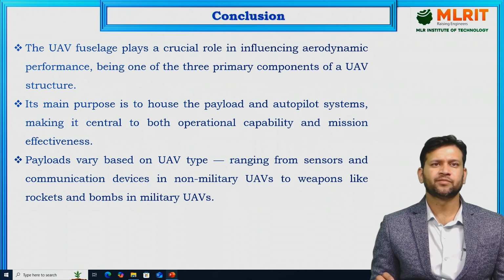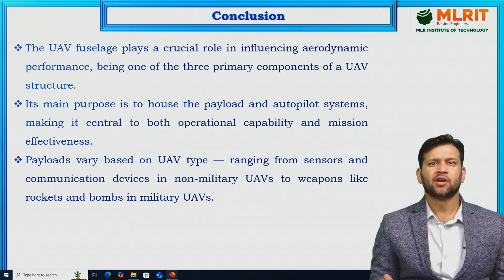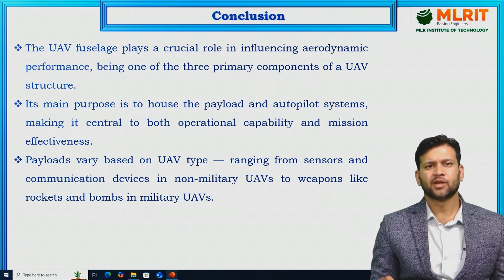Conclusion for the lecture. The unmanned air vehicle fuselage plays a crucial role in influencing aerodynamic performance, being one of the three primary components of an unmanned air vehicle structure. Its main purpose is to house the payload and autopilot system, making it central to both operational capability and mission effectiveness. Payloads vary based on UAV type, ranging from sensors and communication devices in non-military unmanned air vehicles to weapons like rockets and bombs in military UAVs.